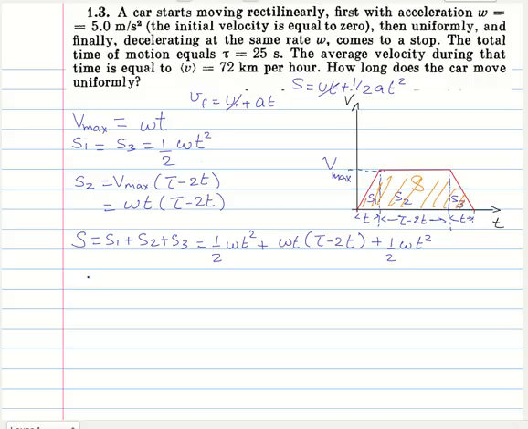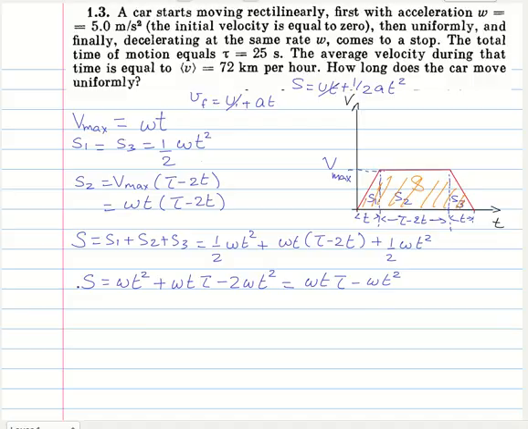So from this we get the total distance to be equal to this is wt square, plus this is wt tau, minus 2 wt square, and this is equal to wt tau minus wt square.